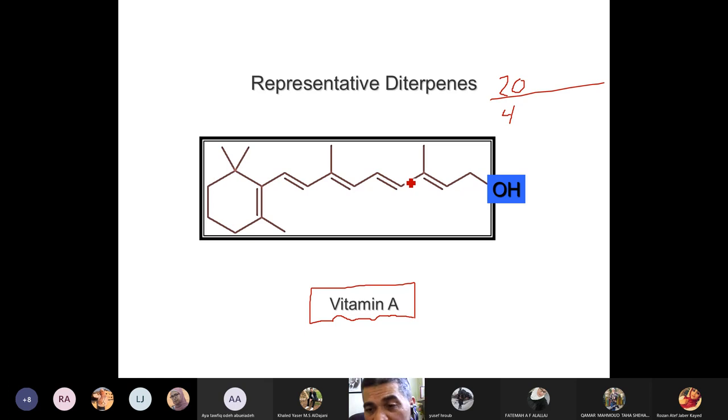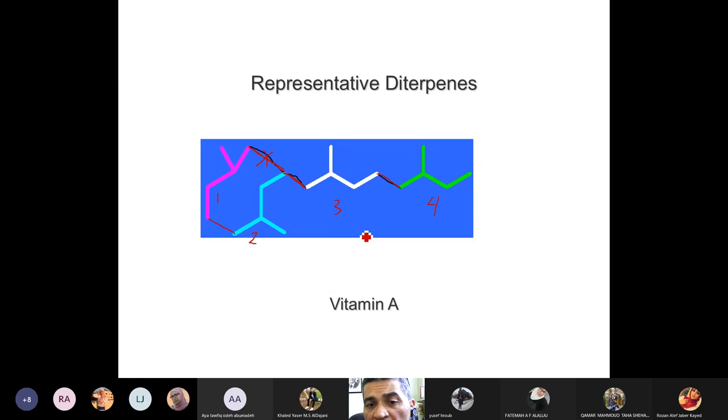And because of this, we claim that the carrot is good for the vision, no? Because it contains the precursor of vitamin A. 40 carbons splitting into two units will give me 20, which is vitamin A. Look at the relationship between vitamin A and the carotene. Anyway, vitamin A consists of four isoprene units. Let us see these four isoprene units. As you see, this is the first unit, this is the second, the third, and the fourth.